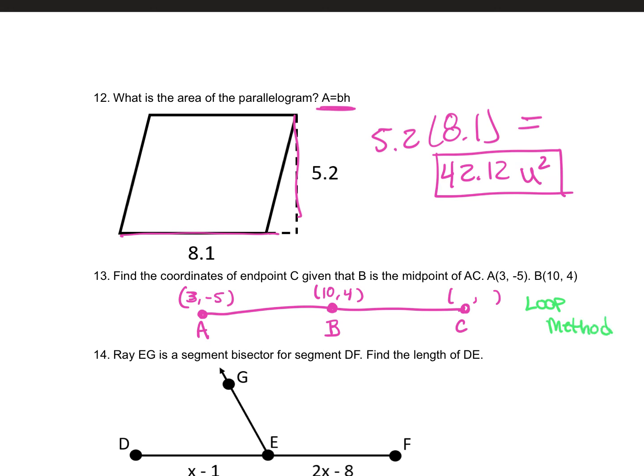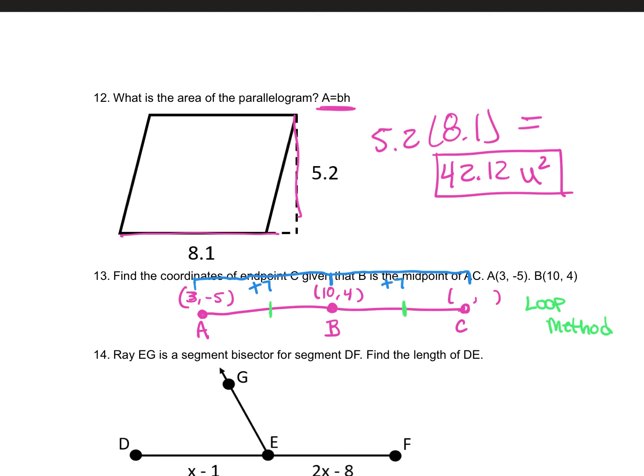All right, but the most important thing to remember here, y'all, is that when we have a midpoint, it cuts the segment in half, which means that segment AB and BC are equal. That's what allows us to do this loop method. So I need to ask myself, what happens to get from 3 to 10? So what can I do to 3, addition or subtraction wise, to get to 10? And so 3 plus 7 would give me 10. And because B is a midpoint, I can assume that the same thing is going to happen that happened from A to B to C.